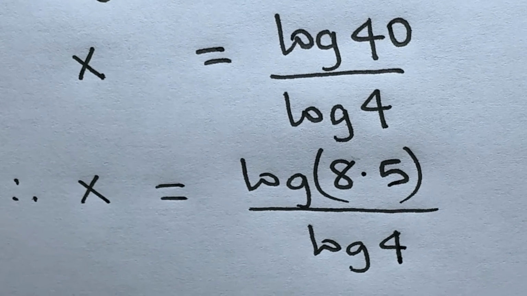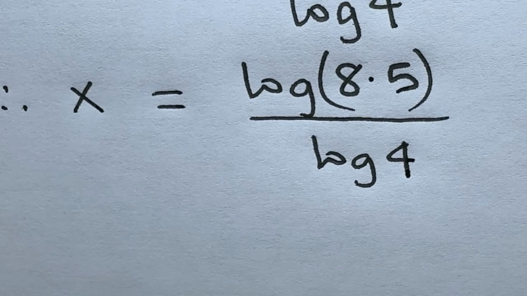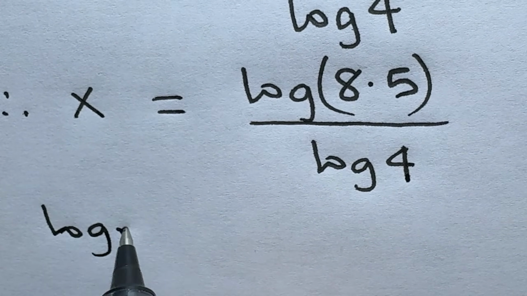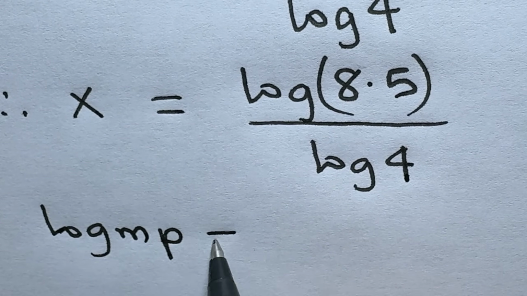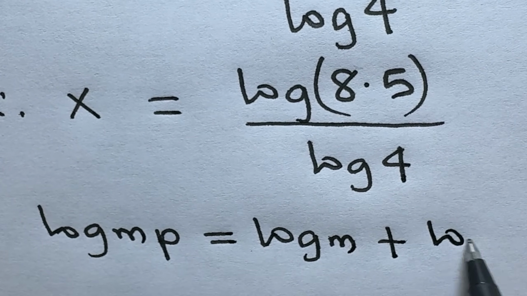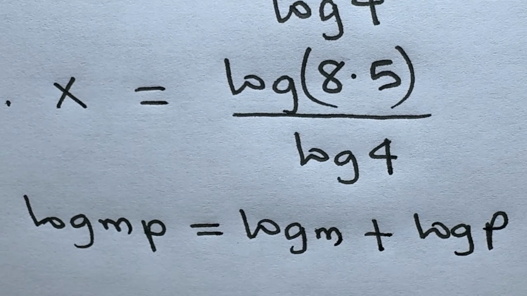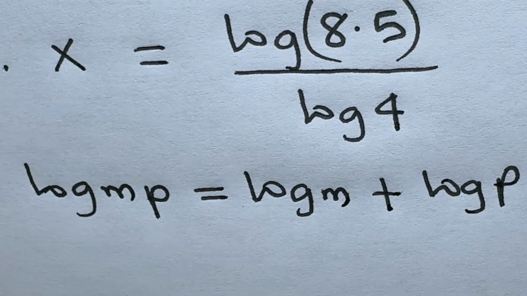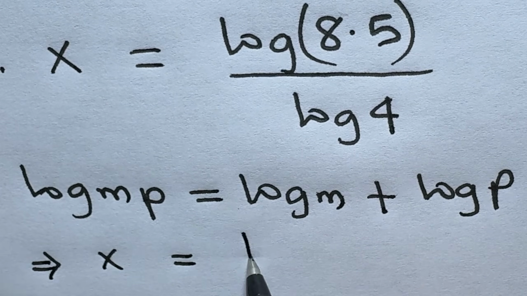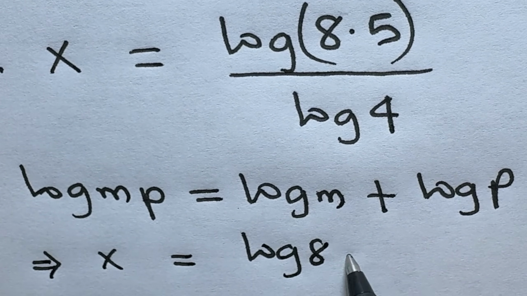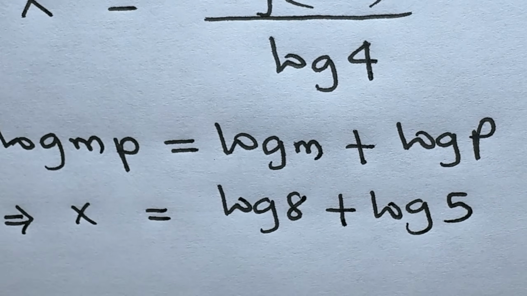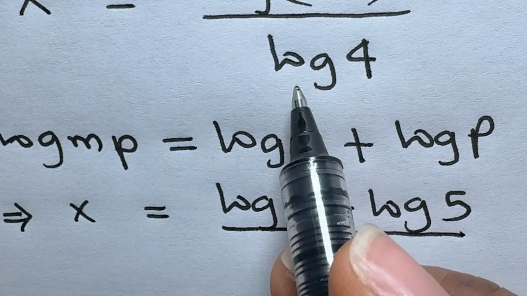This product 8 times 5, let's separate it, and to do that I'm going to apply this law of logarithm. Log m times p will give us log m plus log p. This implies that x will now be log 8 plus log 5, then divided by log 4.